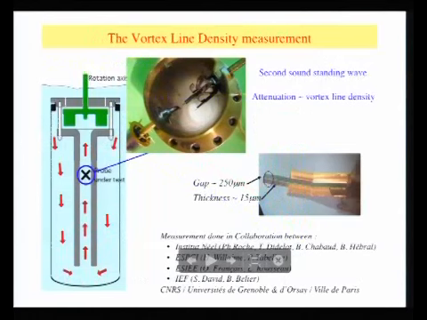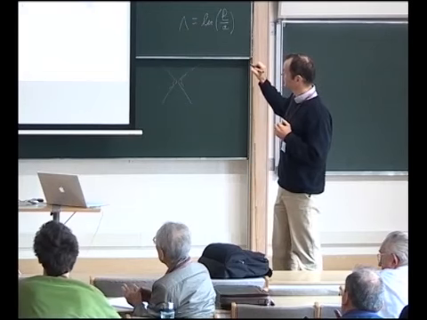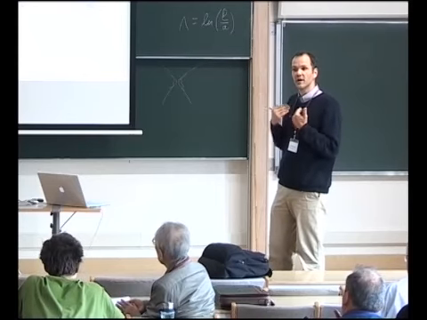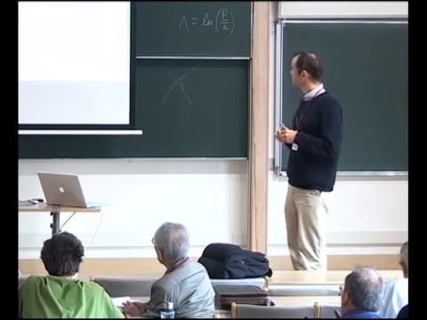This work was done in collaboration between several institutes and laboratories. I have just two slides saying how the experiment was done. There's a liquid helium wind tunnel. The size typically here is 10 to 20 centimeters. There's a liquid helium flow going up, and it is probed by several probes: a velocity probe, a cold wire, and a vortex line density probe.